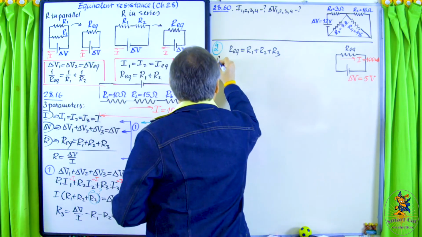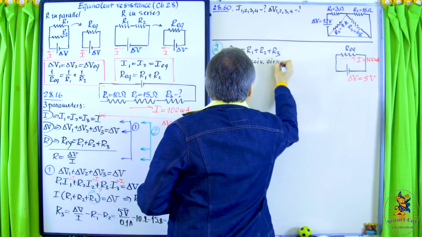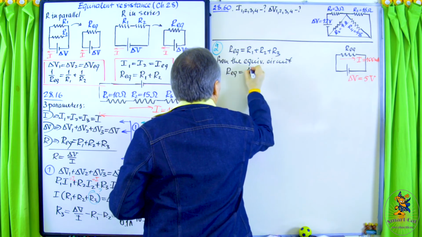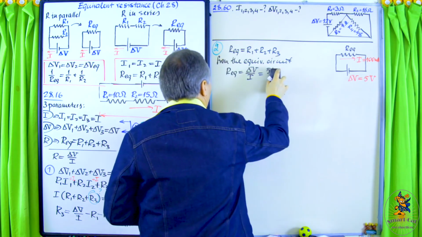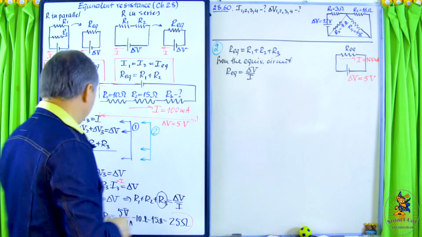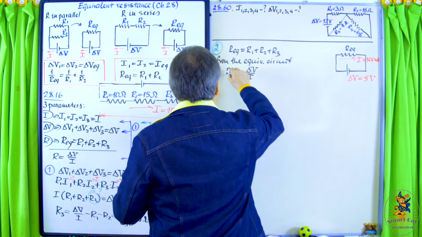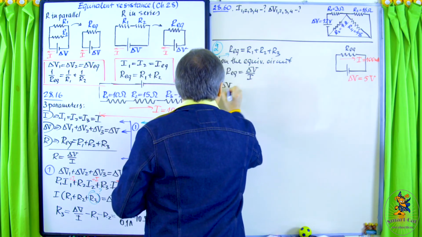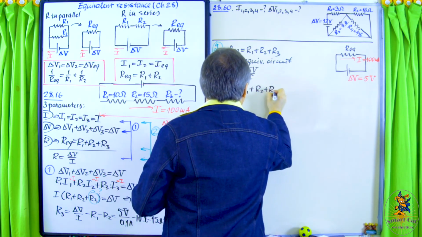So let me write it down. From the equivalent circuit, we can find that R equivalent equals delta V divided by I, which is 5 volts... You know what? I don't want to plug in numbers. Of course, you can calculate R equivalent. I just want to get an expression. So now I can plug this R equivalent in place of R equivalent in the formula, and as a result we get delta V divided by I equals R1 plus R2 plus R3.